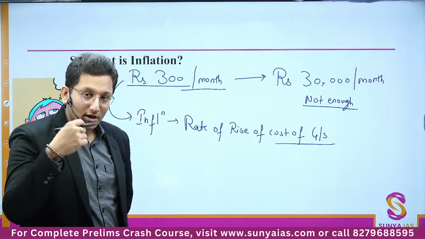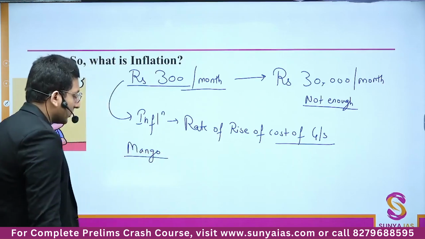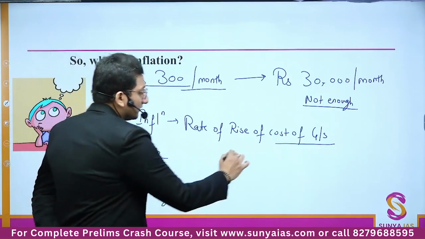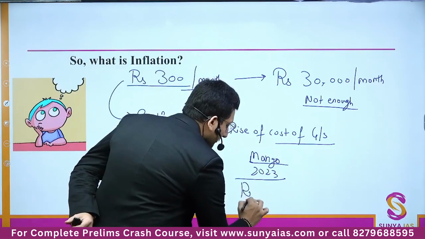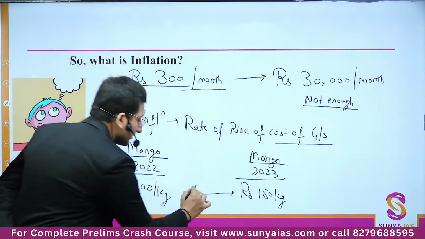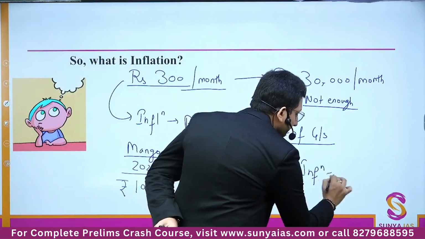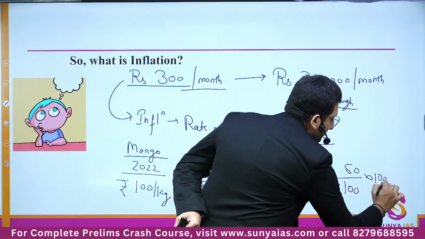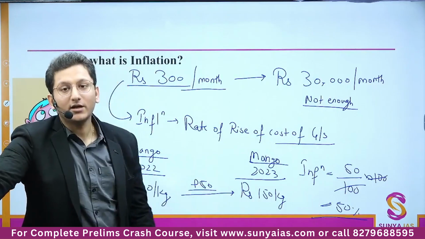Now let's understand with the help of another example how to calculate this inflation, right? Now suppose I am taking one commodity, that is mango. In 2022, suppose its cost is 100 rupees per kg. And in 2023, suppose its price is rupees 150 per kg. Now, if I have to find out the inflation, I can see that there is an increase of rupees 50 from the previous year. So to find the inflation percentage, I will take this increase in value, that is 50 rupees, over the base price, that is 100, into 100 for the percentage, and then you will get 50%. That is, the inflation rate is 50. So this is how you will calculate the inflation.